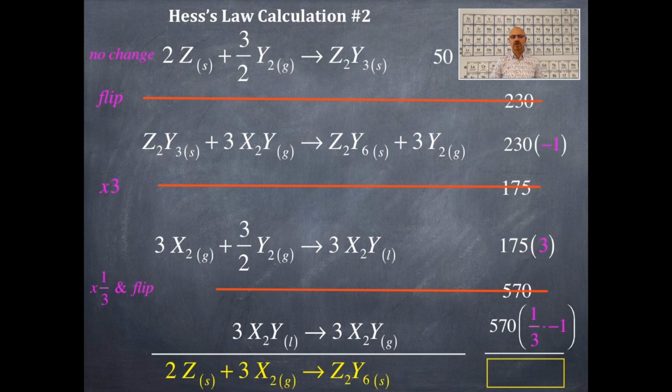Notice that on that last one, you really certainly need to take care of the states of matter because that is actually crucial. Now I'm going to take those numbers that I have changed. That is the 50, the 230 times the -1, the 175 times the 3, and the 570 times -1 and times 1/3. And I'm going to sum those numbers up, and then I'm going to double check to make sure that I get what I want.